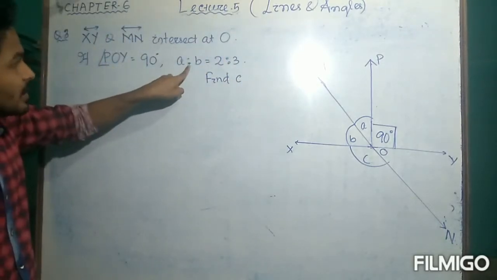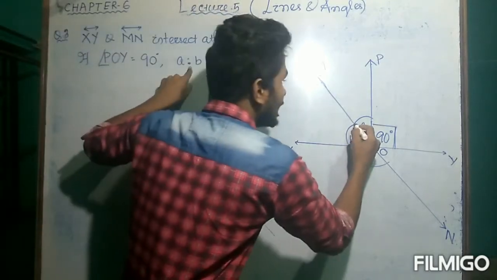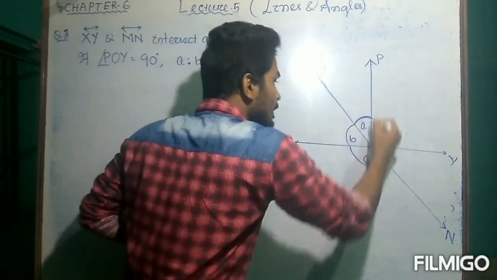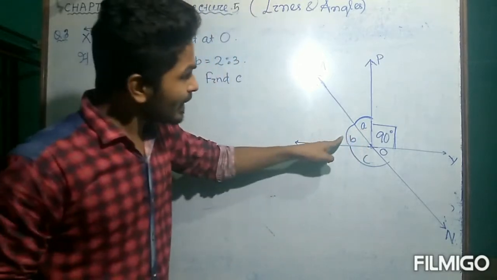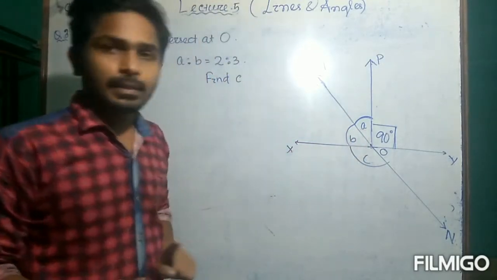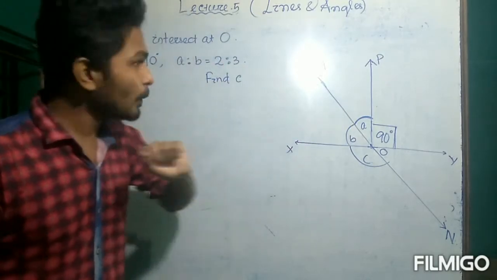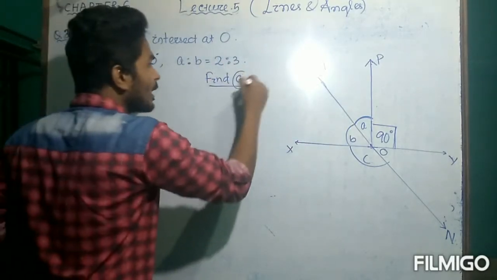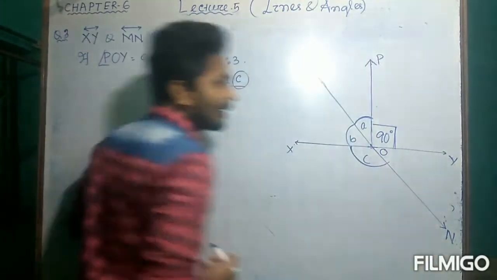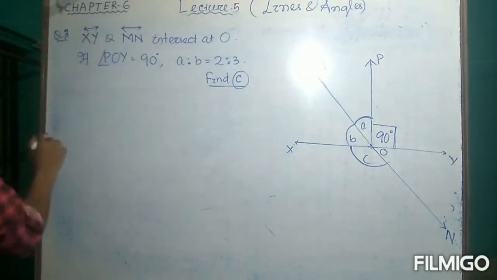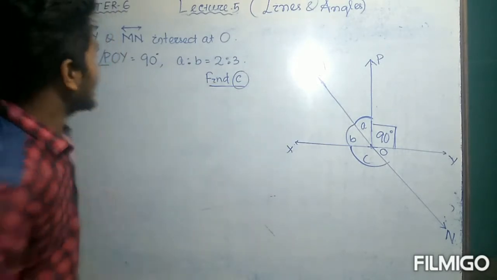And a is to b is equal to 2 is to 3. It means the ratio of two angles a and b. This is the angle a. Angle a means POM. Okay, that is represented by angle a. And angle b represents MOX. And the ratio of these two angles is equal to 2 is to 3. Okay, then you have to find the value of the angle c. This angle means XOM. Okay, so first write what is given. So it is given that POY is equal to 90 degree.